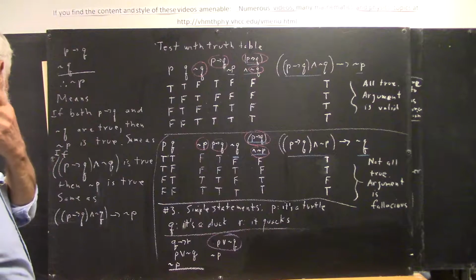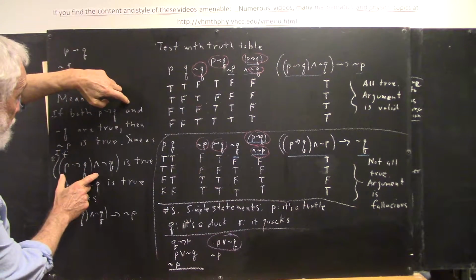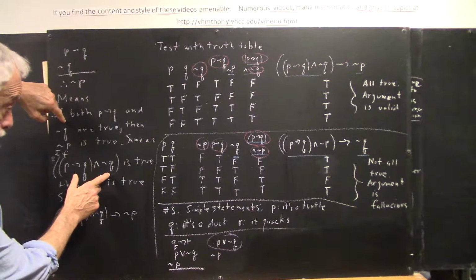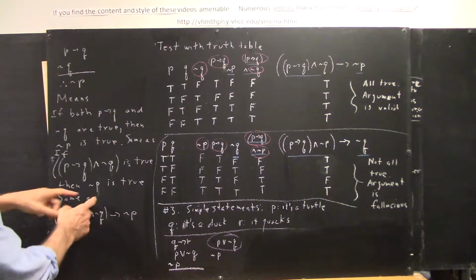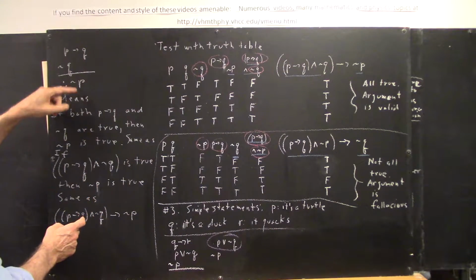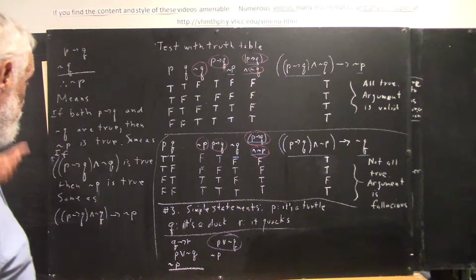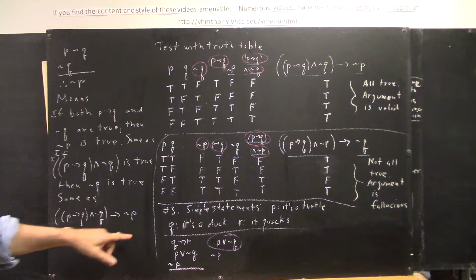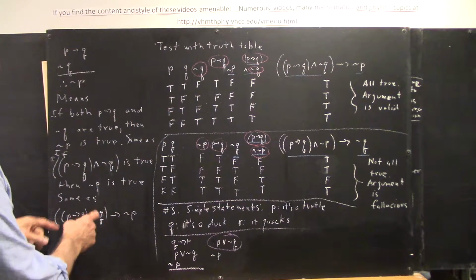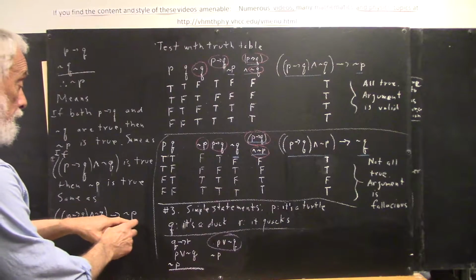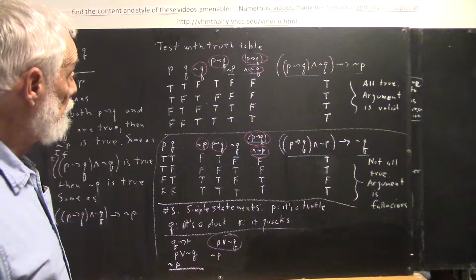That's the same as saying that if this whole statement is true, then this statement, not P, has to be true, which in turn is the same as this statement here. If this, then this. Now, we test this with a truth table.